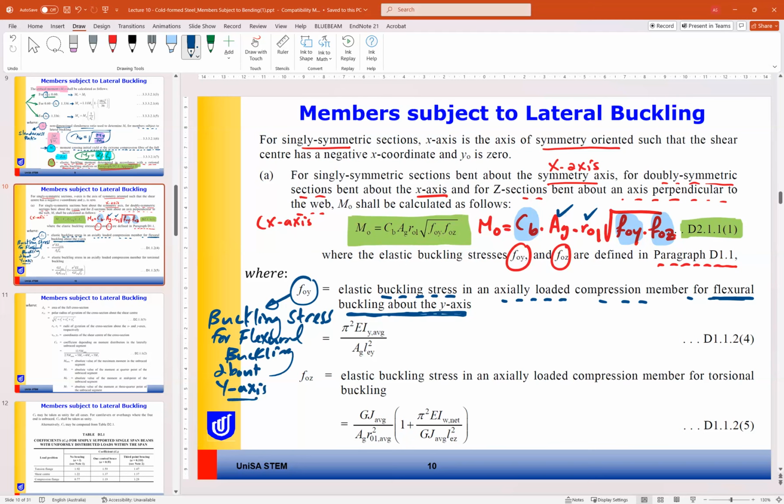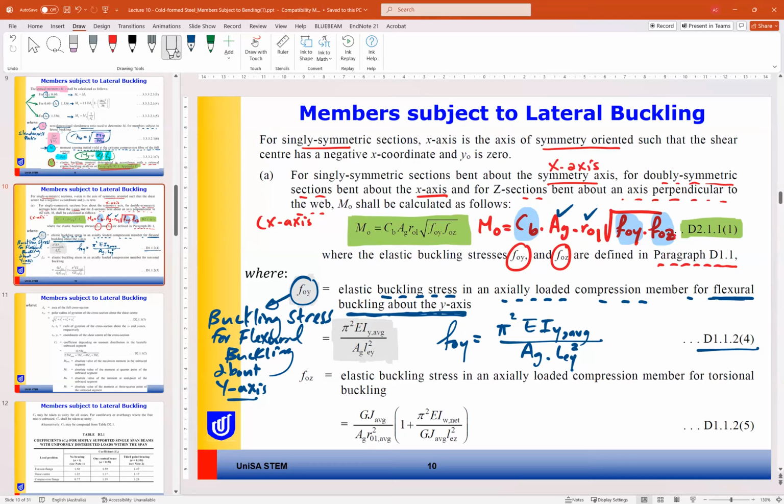So FOY will be found using the formula, as you can see, pi squared E I y average divided by A gross times L effective y squared. This includes the 1.1.2.4.